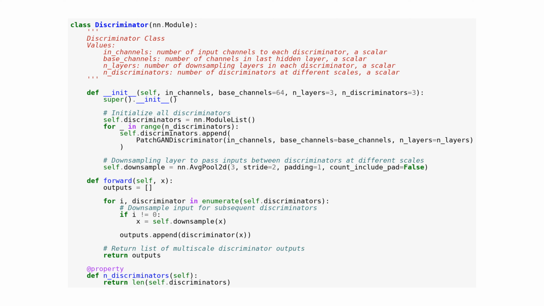In the forward pass, the input is processed sequentially through each discriminator. Before passing to each subsequent discriminator, the input is downsampled, except for the first one, which sees the original input. The outputs from all discriminators are collected, providing multiple evaluations of the input at different scales, which helps the overall model learn more robust and detailed representations.